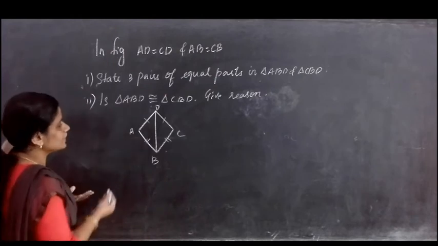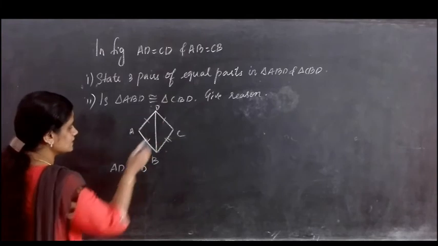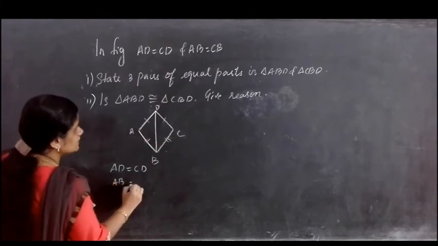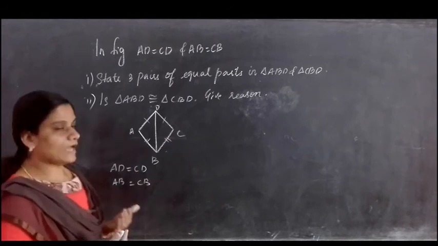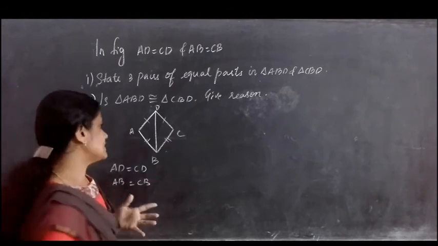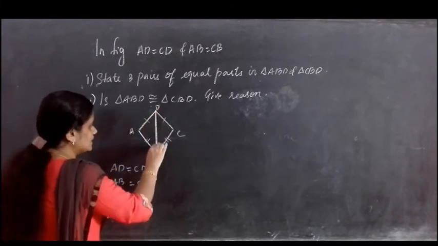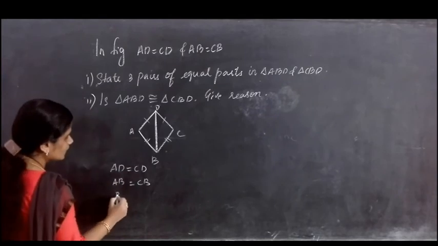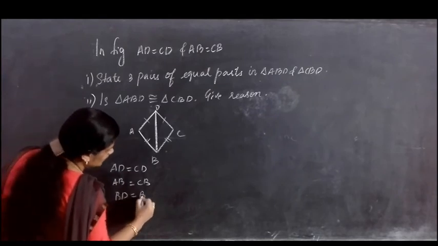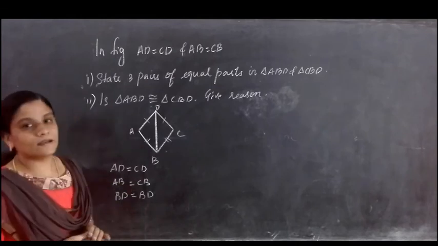Already we know that AD is equal to CD, one part. Next, AB is equal to CB, second part. Again, we have to get one more. You just see what is equal here. Yes, this BD is the common side, so that will be equal. So BD is equal to BD. Now what do we get? Yes, all the sides are equal.